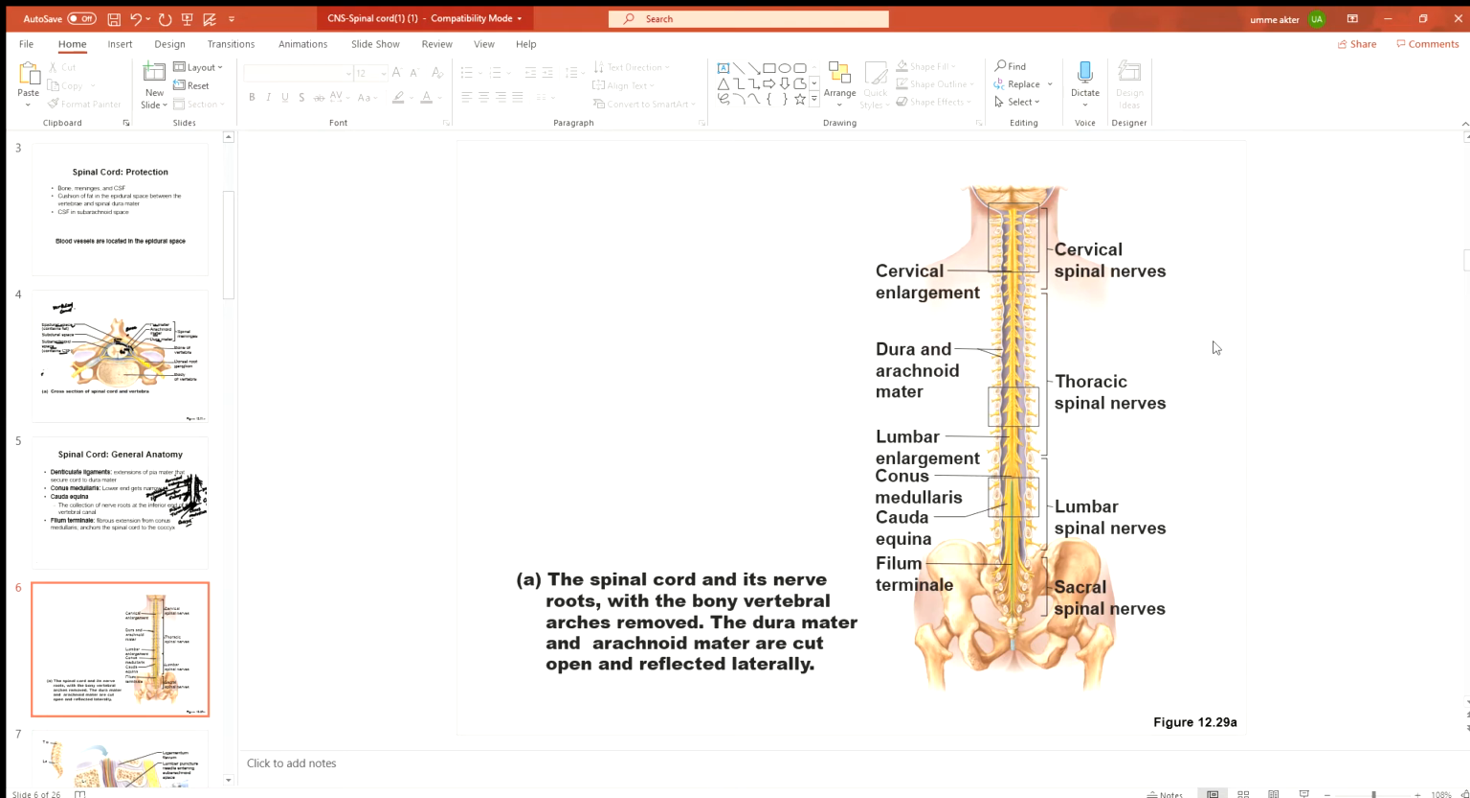So here you can see the enlargement in this part, the cervical part. Here also another enlargement, that is the thoracic lumbar enlargement here, and you see the lower cone-shaped end, that's the conus medullaris, a bunch of spinal nerve roots, the cauda equina. Okay, this is the coccyx bone, and this is the filum terminale. See the green line, this is the filum terminale. It's a thin cord that ties the lower end to the coccyx. Okay, and the denticulate ligaments.